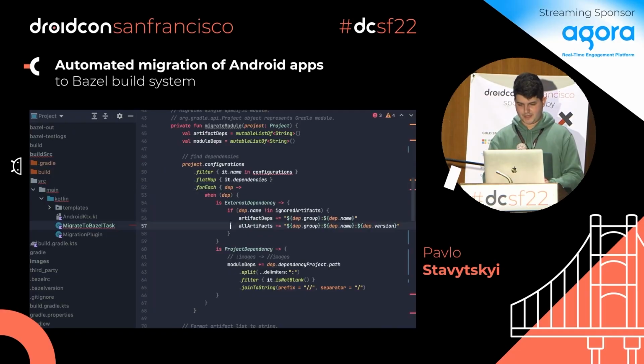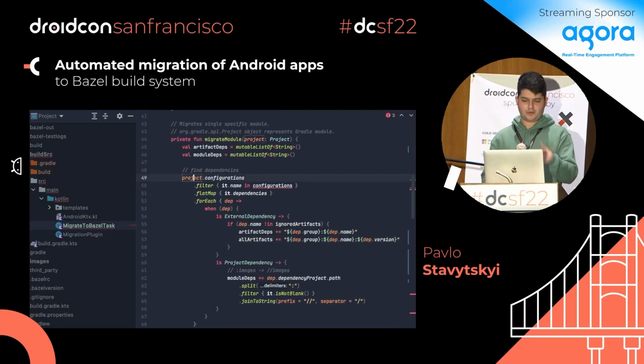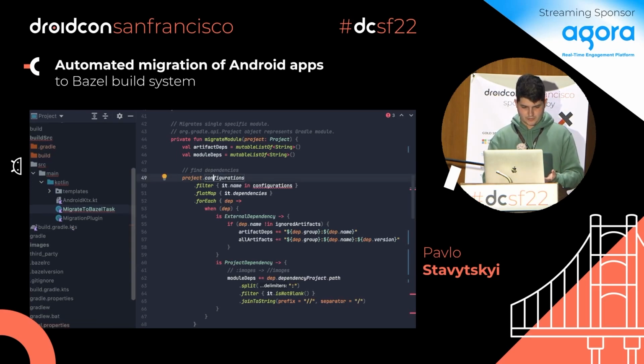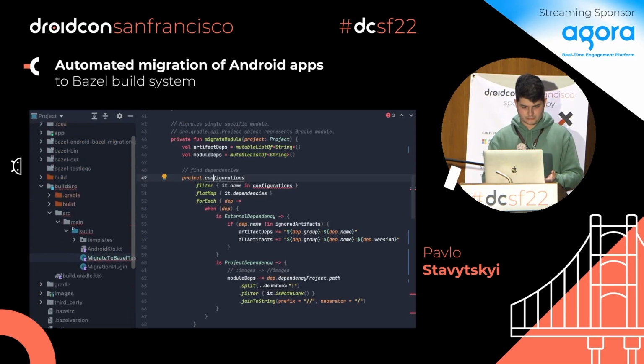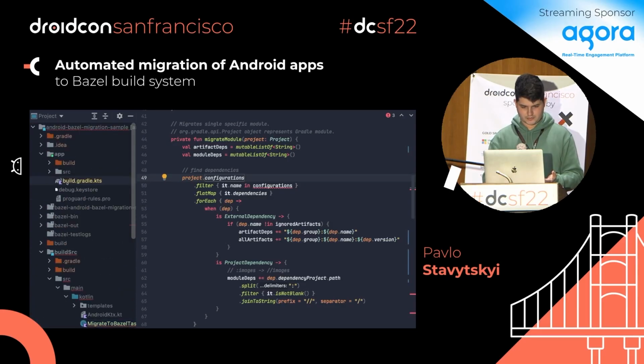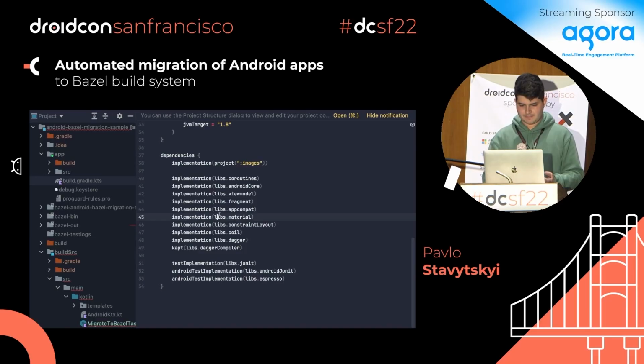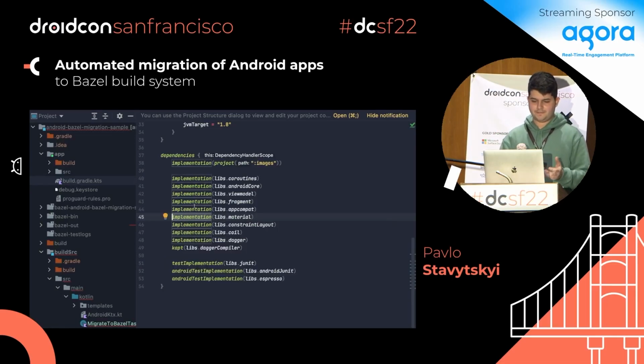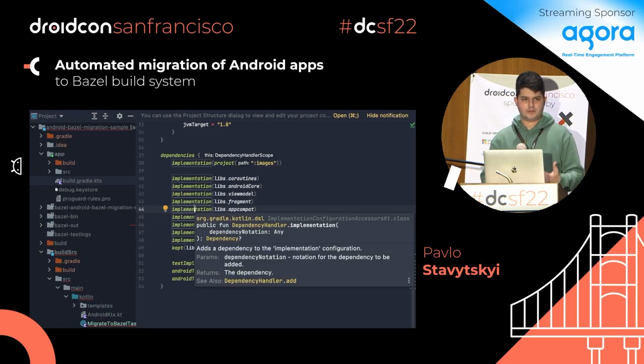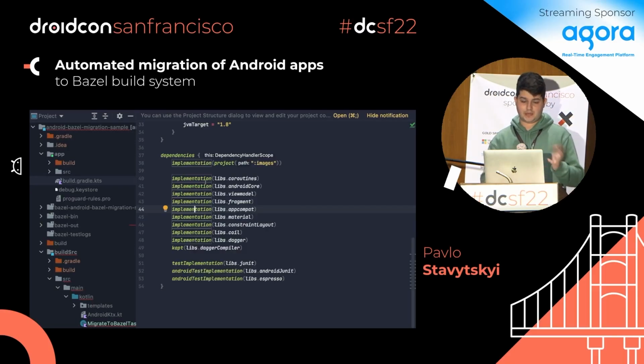Again, the project is the object that represents our module, and we need to take the list of configurations. What is a configuration? If we go to any module in our application, for example, build.gradle, you can see implementation, kapt, testImplementation. These words, this thing in Gradle, is called a configuration. So basically it determines the way you specify some dependency, for example.